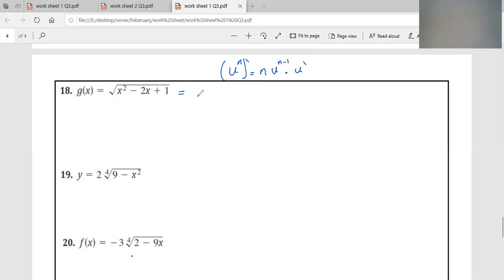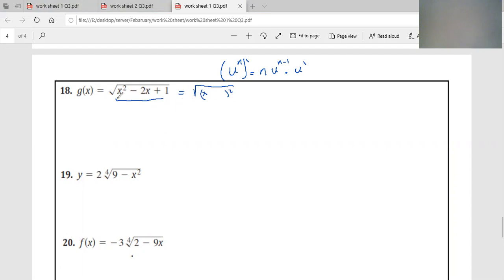Okay, but as you know, the given function is not written in the power form. I need to rewrite this function. But Miss, I noticed that the function under the root represents a perfect square. So I can rewrite this function to be in this form, square root of x minus 1 bracket to power 2, because it is a perfect square.